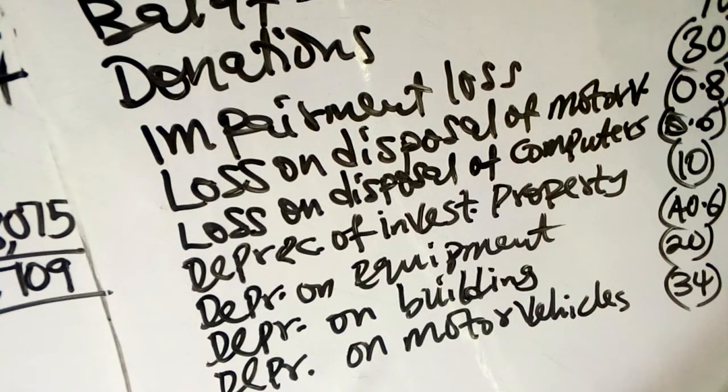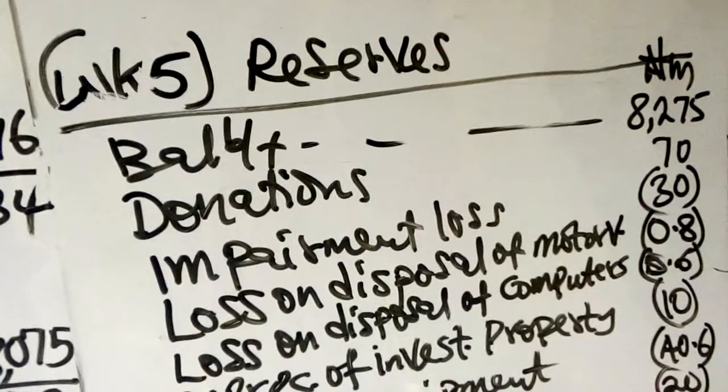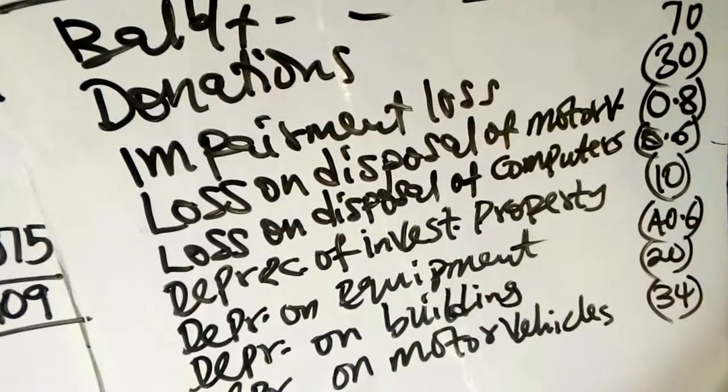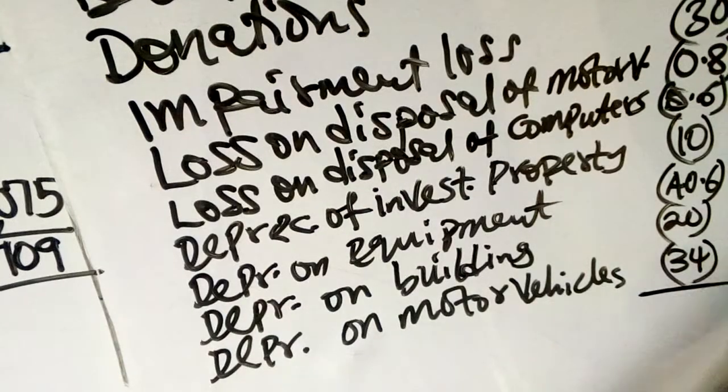So now you cast it. You have 8275 plus 70 minus 30 minus 0.8 minus 0.6 minus 10 minus 40.6 minus 20 minus 34. Then we have 8209. I've told you that you have the takeover grant.